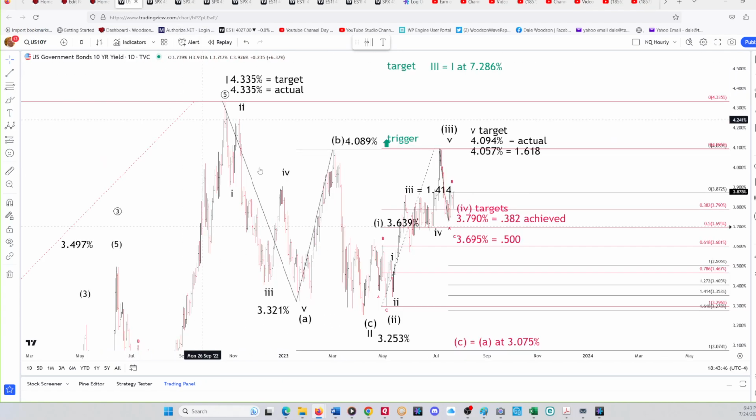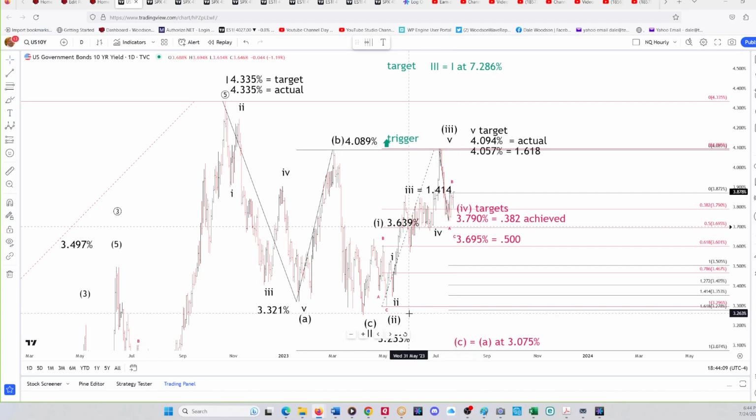Let's go into the U.S. 10-year because it is so important. This is a daily chart. You can see the wave 5 high was all the way from the March 2020 low. It was 4.335, a direct hit on our target. We had an A wave down here in parentheses, a B wave up, and a C wave down in parentheses to make the larger degree wave 2.